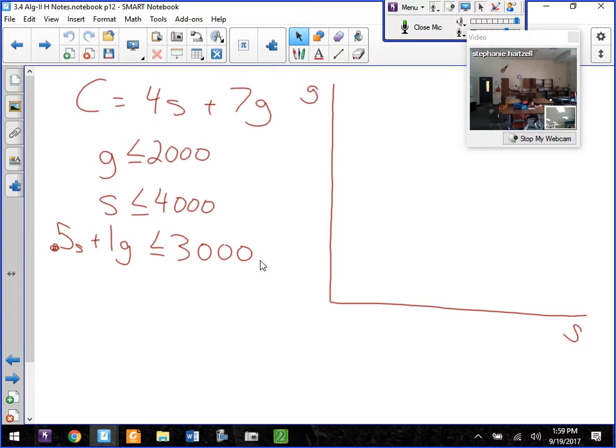Which one is that? The ticket sales. Okay.